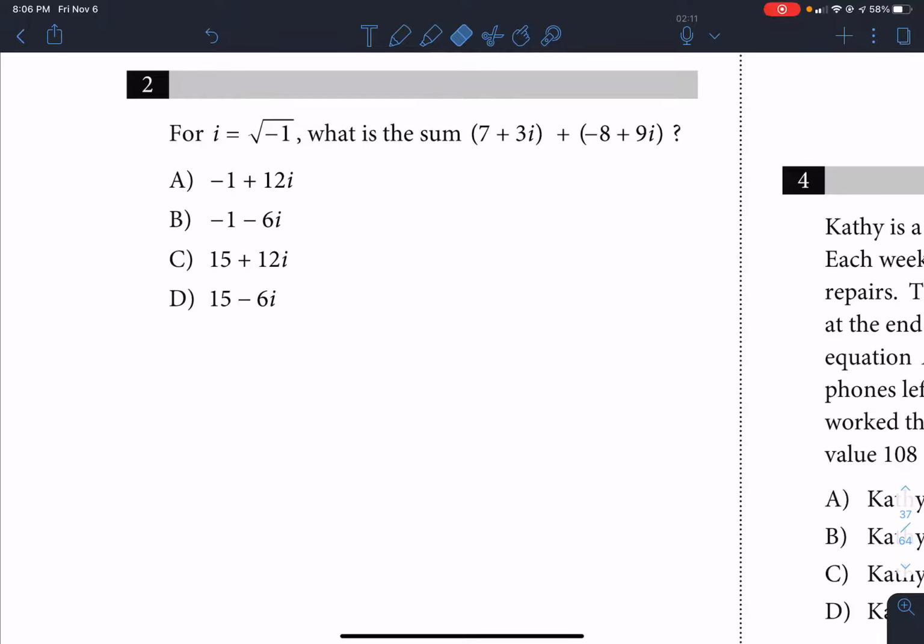Number 2, for i equals square root of negative 1, what is the sum? 7 plus 3i plus negative 8 plus 9i.